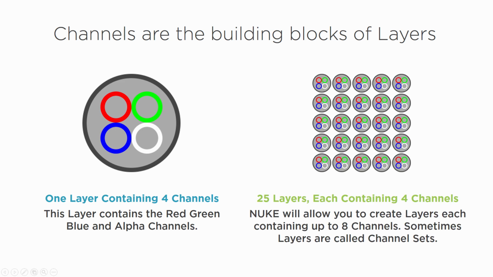I've also got another illustration here to kind of drive home the point that these are 25 layers. 1 layer, 25 layers, and each of those contain 4 channels. Now, Nuke doesn't only allow you to have 4 channels in a layer, it will actually let you have up to 8. So you may have several different channels going on all within one layer. And sometimes layers may also be called channel sets. So if you ever hear that, they're just saying layer. Now let's go ahead and jump into Nuke and see how this actually works.